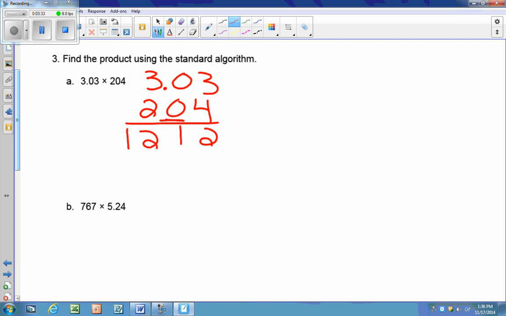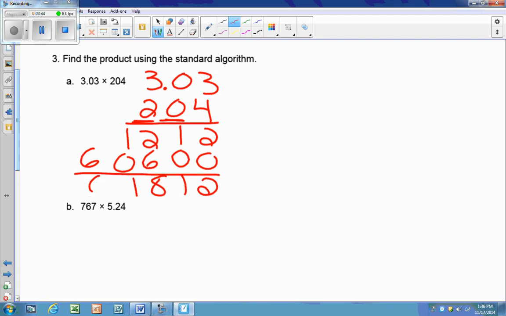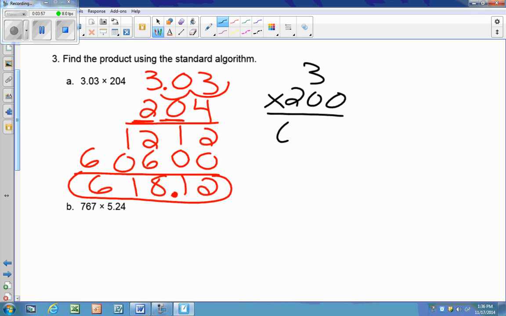The 0 here I can skip if I want and just go to the second row over here. So I put 2 zeros in and I add them up. I have to jump twice, so I jump twice. So my answer is 618 and 12 hundredths. If I'd like to on the side, I can do 3 times 200, which is 600. So that is a reasonable answer.